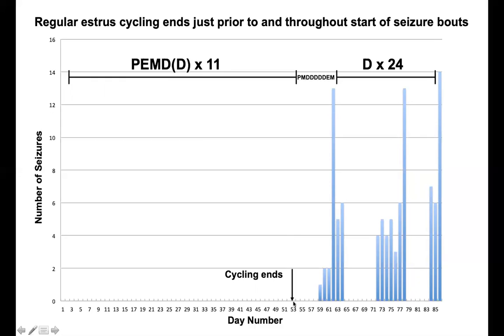So you can see on day 53, the cycling stopped. The mouse got into an odd pattern of pro, meta, and di, and then basically got stuck in diestrus for all of these sleep bouts and gaps, and was not able to recover and died on the final day.